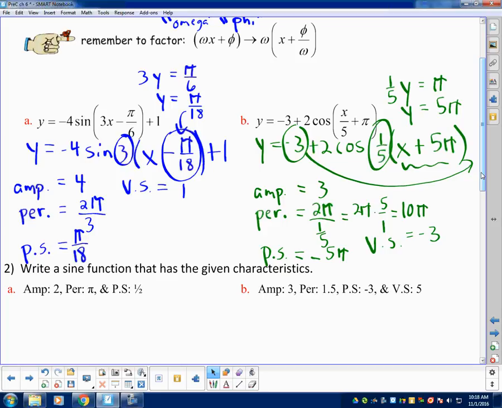Alright, we're going to, number 2 here, write a sine function that has the given characteristics. So we're given some characteristics, we're going to write a sine function that works. I have to state sine function because you could find a cosine function of those same characteristics.